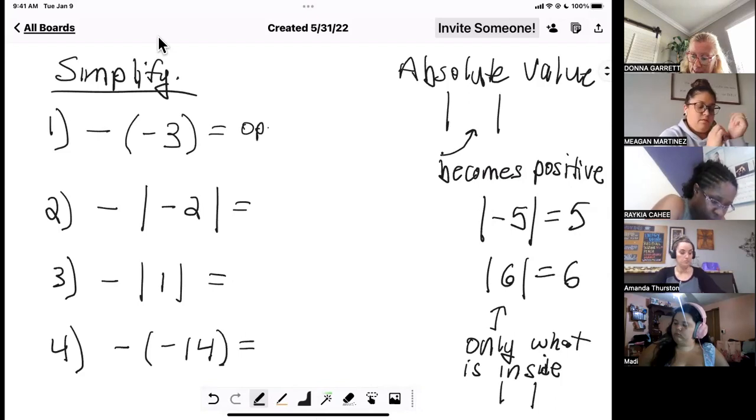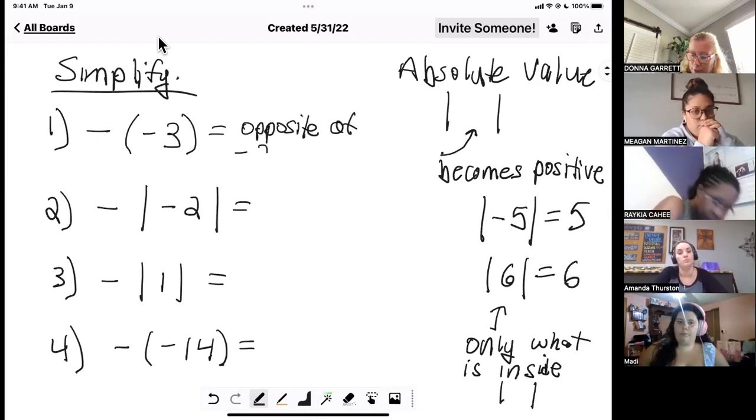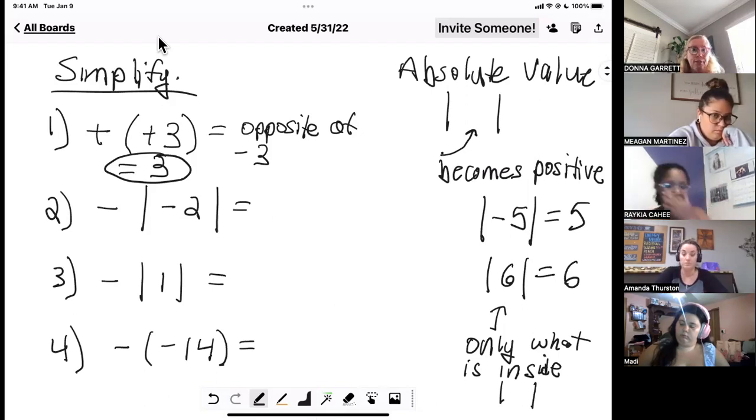I read this as opposite of -3. And the opposite of -3 is 3. Two negatives make a positive, so this is going to come together and make two positives, which makes +3. Opposite of a negative is a positive, so opposite of -3 is going to make positive 3.